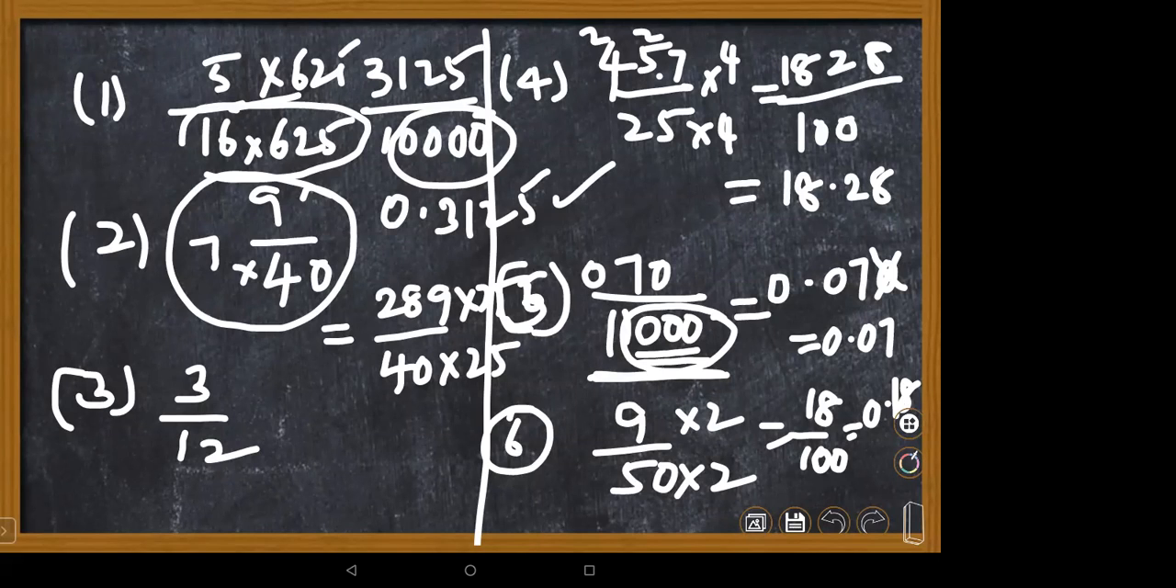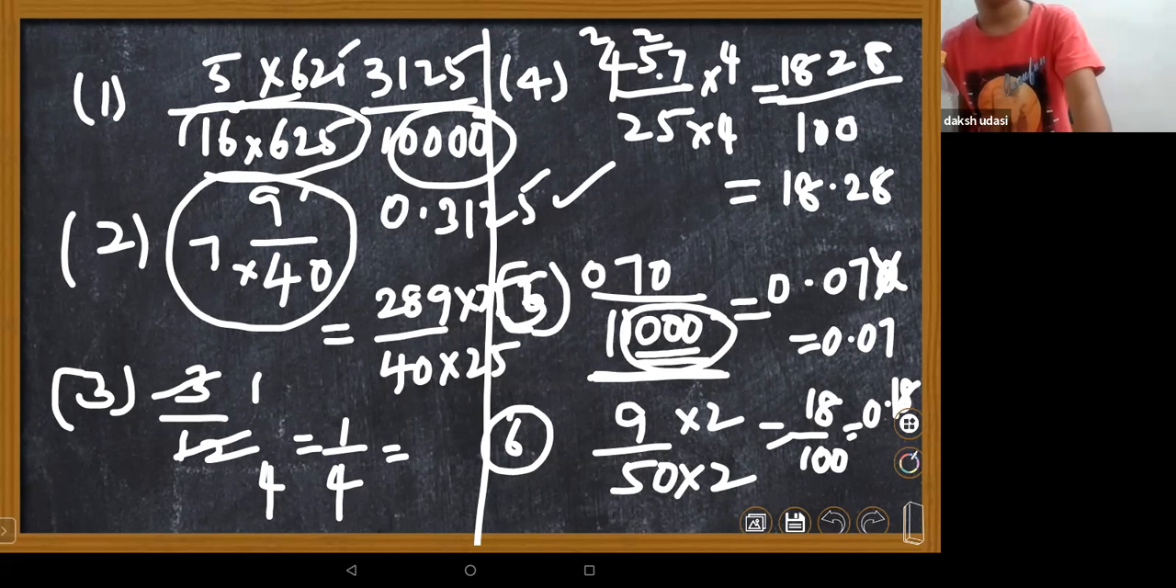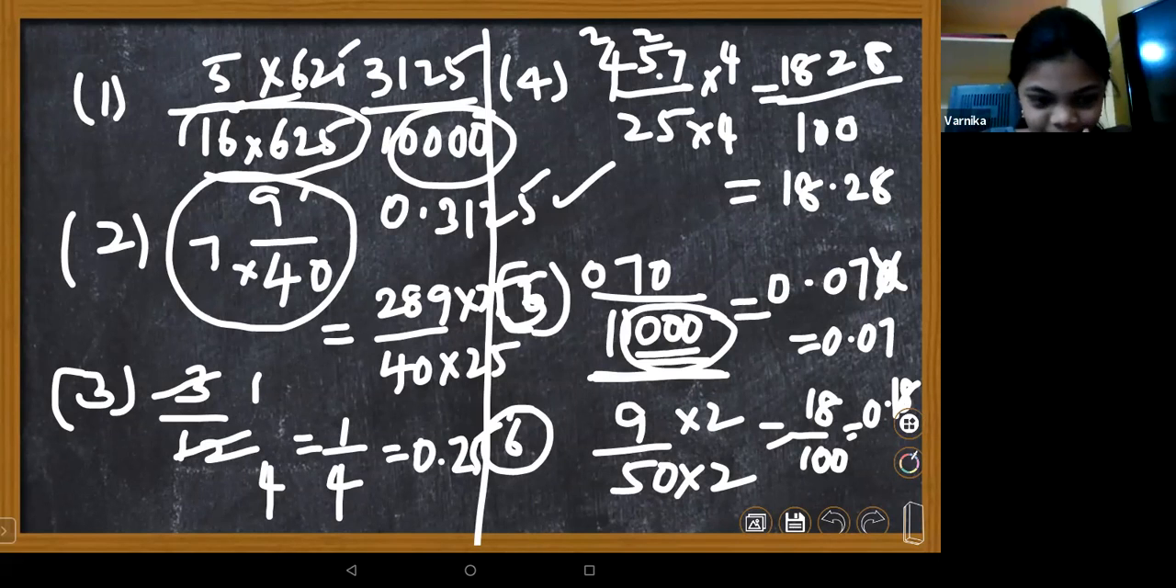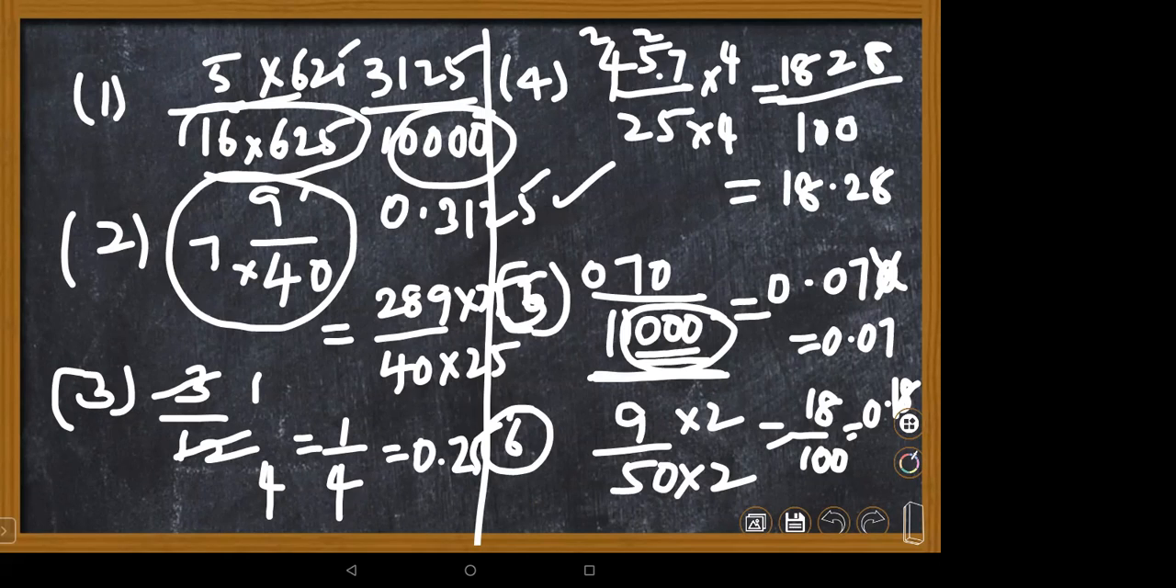This is the very simplest question. This one: 1 by 4. 1/4 means what, children? In Telugu, what is the word you use? Quarter. Wow. Pav. Very good. In Telugu, pav. So it's 0.25. Varnika, did you understand Telugu? Yes or no? No, ma'am. Okay, fine. Don't worry.